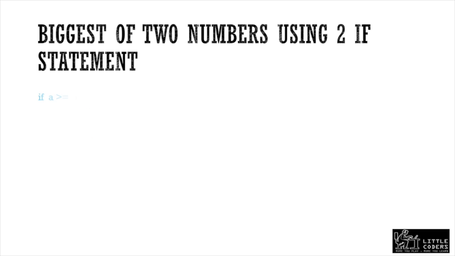Now, instead of having 3 if, it can be reduced to 2 if, as given in the next slide. That is, if A is greater than or equal to B, you make big equal to A. If that is false, it will check if A is less than B. If it is true, you make big equal to B, then print big. So these are simple if statements that can be used to find out the biggest of two numbers.